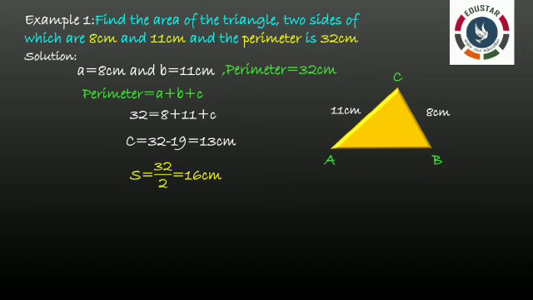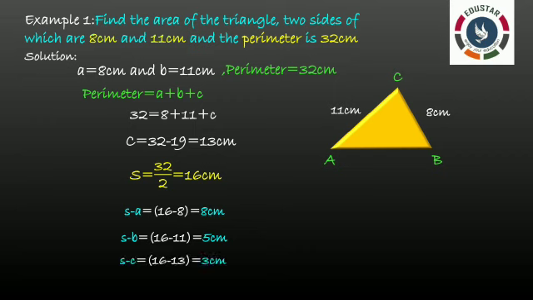Now, before applying the values in Heron's formula, let us also find S minus A, S minus B and S minus C values. So, what is S minus A? 16 minus 8, which is equal to 8 centimeter. S minus B is equal to 16 minus 11, which is equal to 5 centimeter, and S minus C is equal to 16 minus 13, which is equal to 3 centimeter.